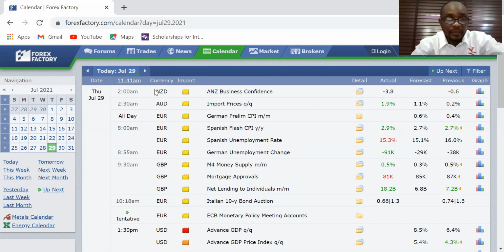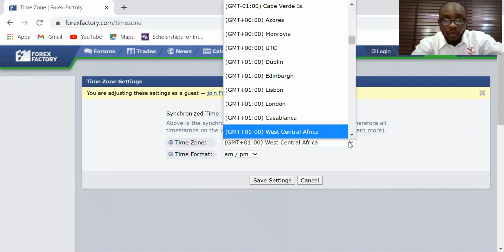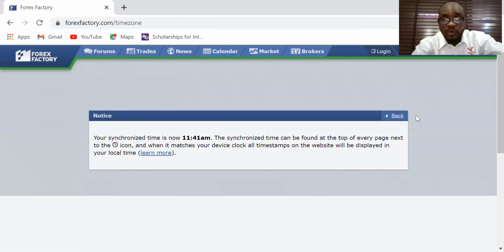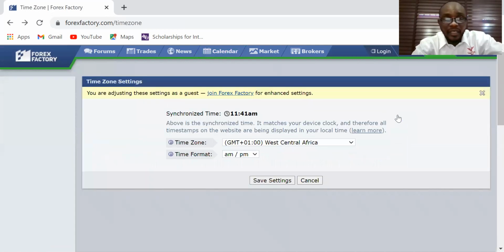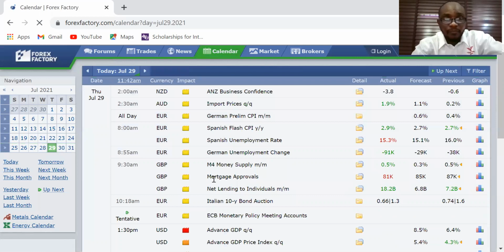But in case it's not synchronized with your local time, what do you do? You click on that time that you are seeing that might not be the same as your own. Then go straight to your time zone, select your time zone. Once you have done that, you click on save settings, and it takes you back to where you were. Now, for example, this is your calendar where we were. So if we are dealing with 29th, this is 29th.